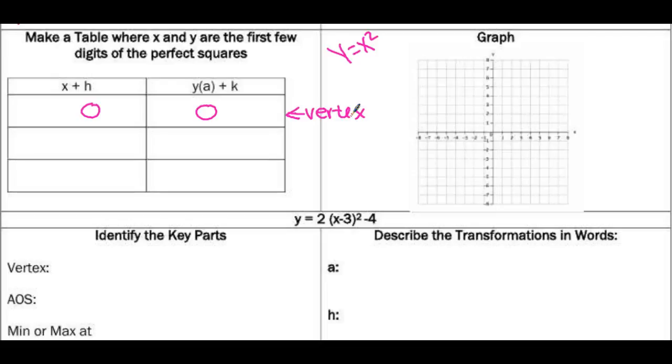The second point, you add 1 here, and then you square 1, so you go up by 1. To the right, you square 2, so you get 4. So 0, 0, 1, 1, 2, 4. What's the axis with which my graph is going to be cut in half through?